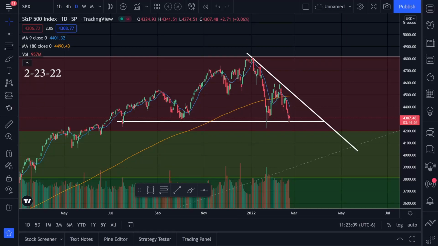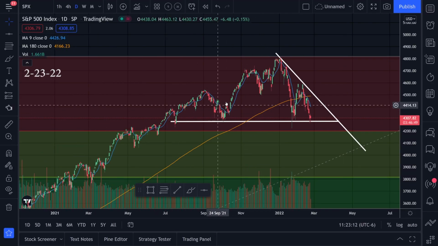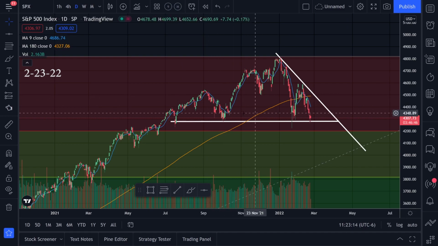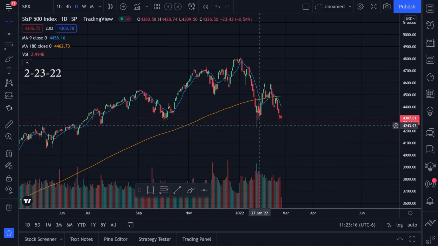Let's take a look at the chart action for the S&P 500. Okay, so here is what I was looking at on this chart. Let's just go ahead and delete everything though, and I'll show you how I got here from scratch.